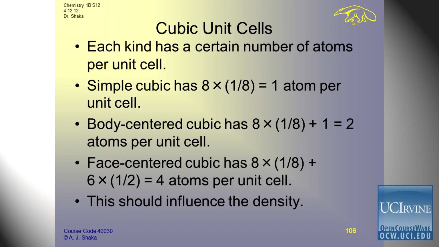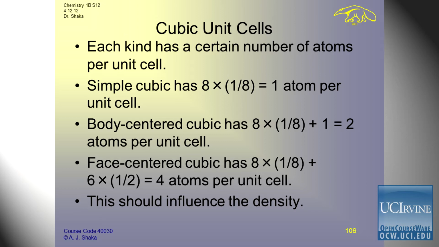And then we have 6 times 1/2, because when they're in the middle of the face, they're only shared by 2 unit cells, so we count each one 1/2. We put together 2 cells, we get 1 atom. And since there are 6 times 1/2, that's 3. 3 and 1 is 4. We have 4 atoms per unit cell.